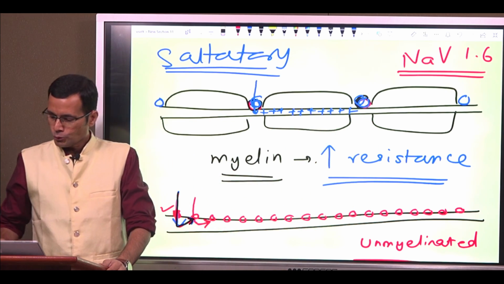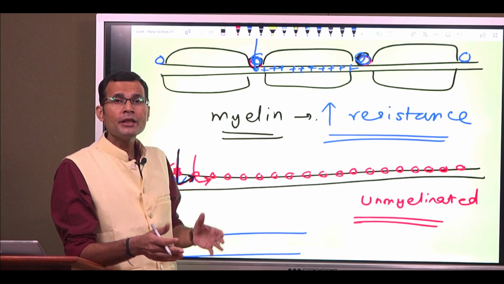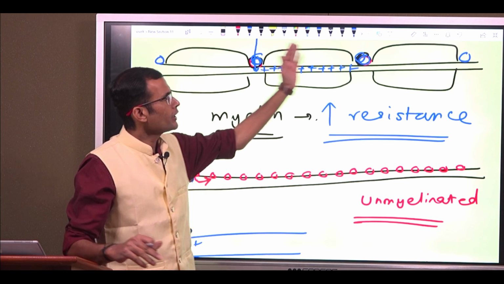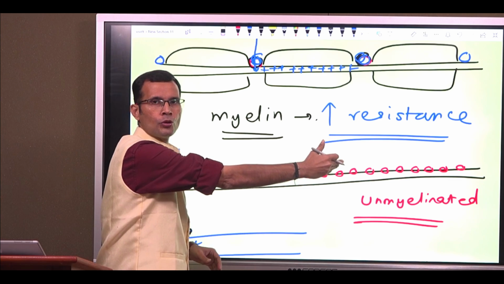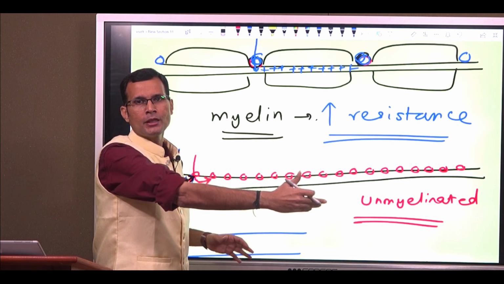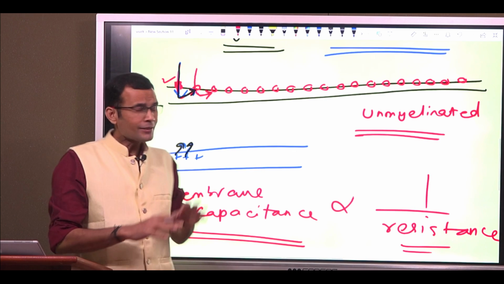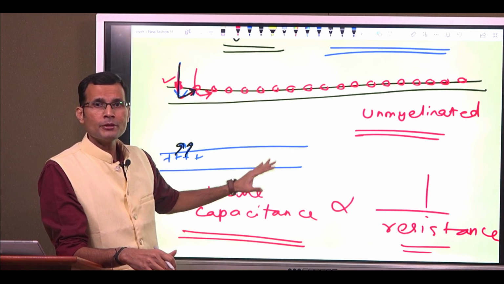Right. So, saltatory conduction can be said to be a combination of action potentials at the nodes of Ranvier and node to node electrotonic conduction. So, that's the impulse propagation through the two types of nerve fibers.